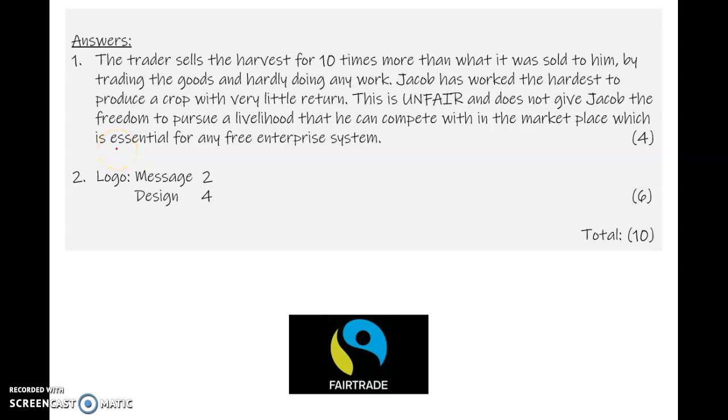For question 2, you had to design a logo, your own fair trade logo, and remember you are not allowed to use the same logo as that of the organization. So you're most welcome to email your logos to me. It's not compulsory, and then I can have fun looking at all of them and give you a mark for that.